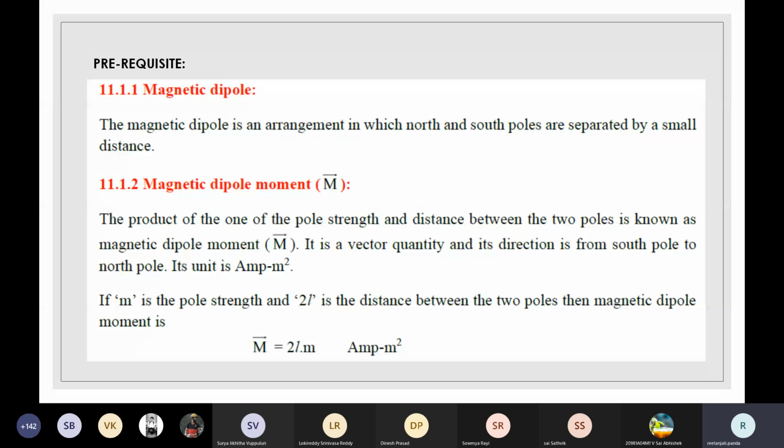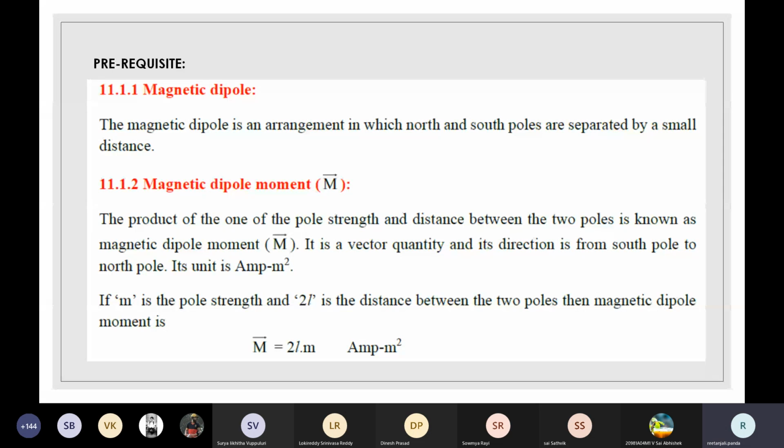Magnetic dipole moment, we can say, is the magnetic pole strength multiplied by the distance between the two poles. That is already known to you from physics. So magnetic dipole moment you recall, magnetic dipole you recall.